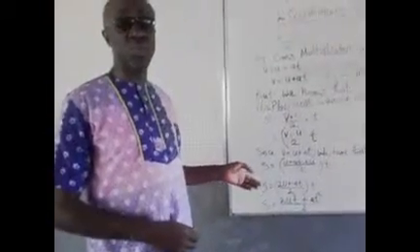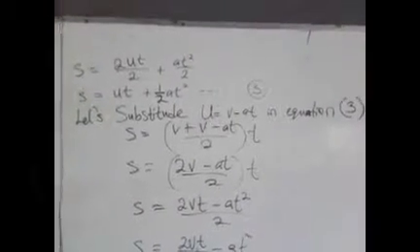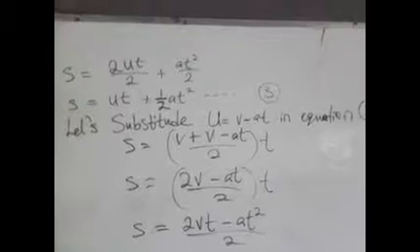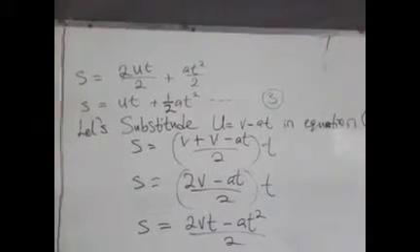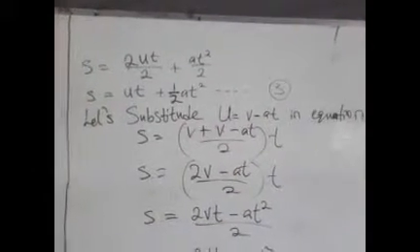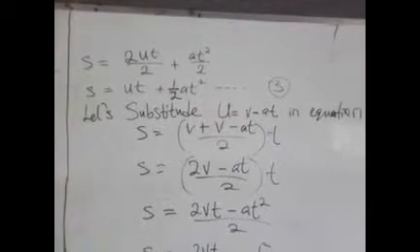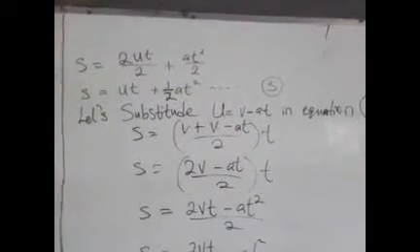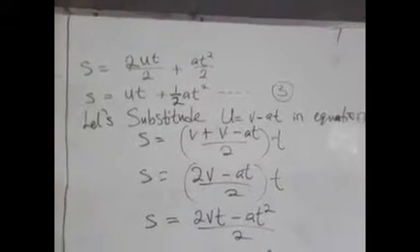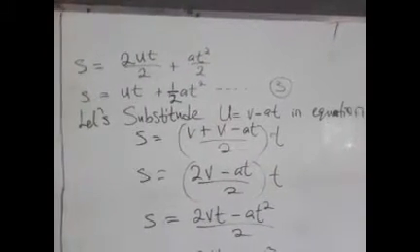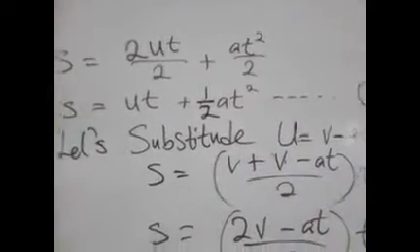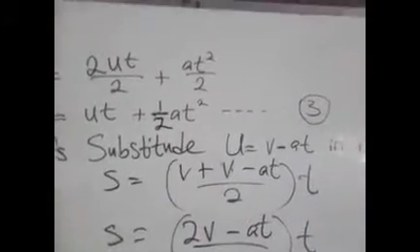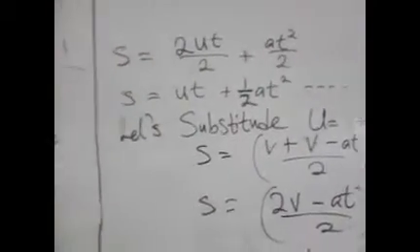We can separate this equation into two fractions of the same denominator to have S equal to 2UT all over 2 plus AT squared all over 2. Then 2 cancels 2, and we have UT plus, since 2 cannot cancel AT, half AT squared. So we have S equal to UT plus half AT squared. This gives us the third equation of motion.